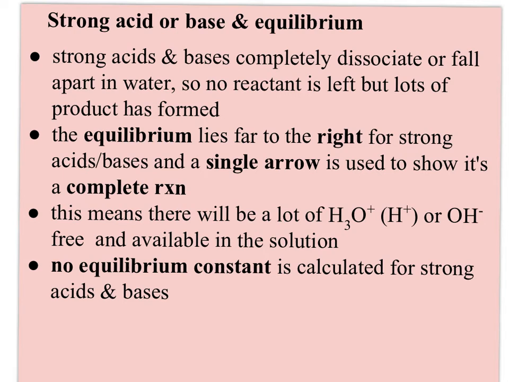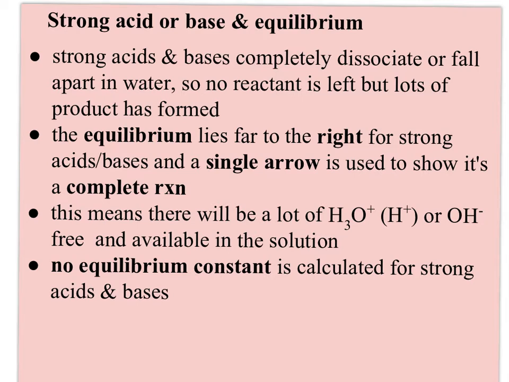Welcome. In this video, we're going to take a closer look at the equilibrium or ionization constant that can be calculated for acids and bases. Remember, strong acids and bases completely dissociate or fall apart in water, so there's no reactant left, but lots of product is formed. So this means the equilibrium lies far to the right for strong acids and bases, and we use just a single arrow to show it's a complete reaction.